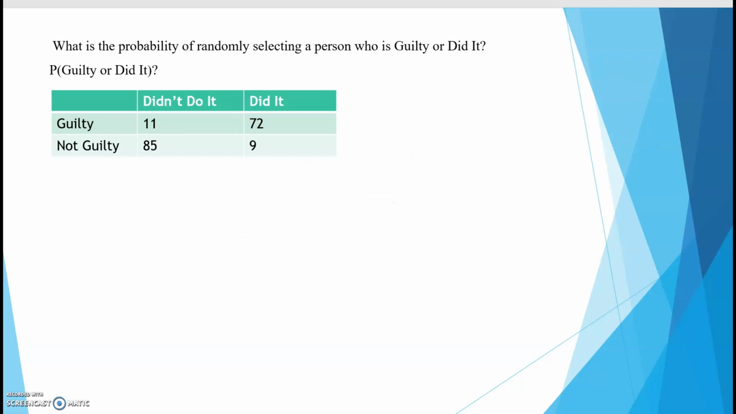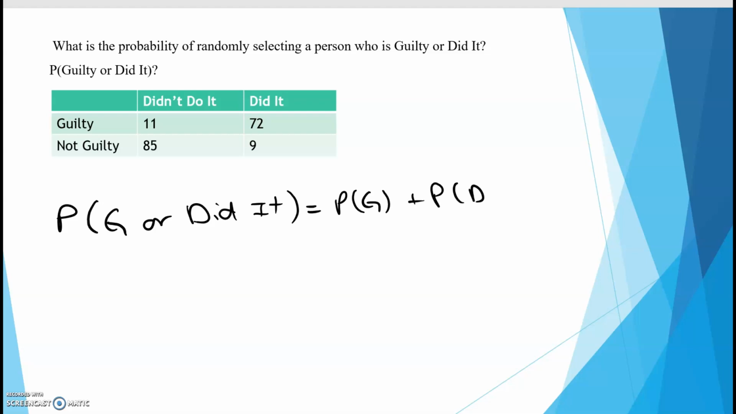Okay, what is the probability of randomly selecting a person who is guilty or did the crime? Okay, so can a person be guilty and did the crime at the same time? Well, hopefully that's the case. Okay, so guilty or did it. So we need probability of guilty plus the probability of did it minus the probability of guilty and did the crime.